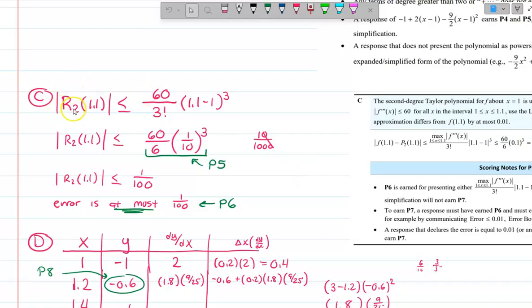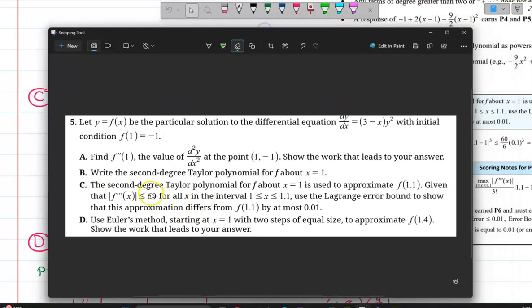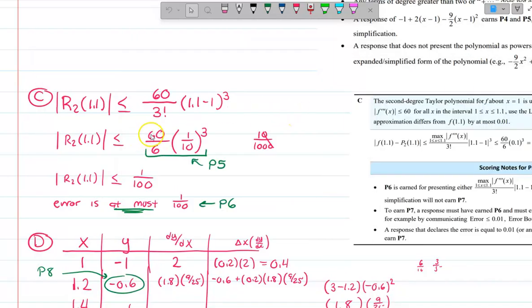So whatever you write here, R sub 2, f of x minus P sub 2 of 1.1, or just simply the word error, as long as you say it is less than or equal to, and then you create the next term. Since it was a second degree, we're using a third degree. That 60 was handed to us right here. It said that the maximum value of the third derivative was 60. So I plugged that 60 in over 3 factorial times this.